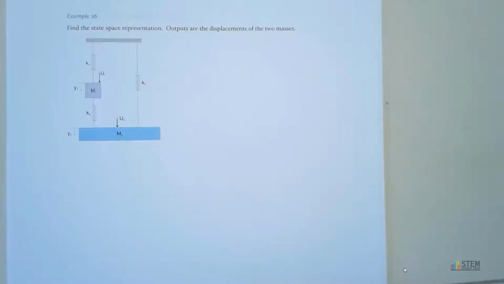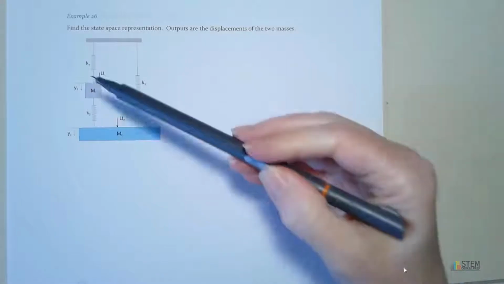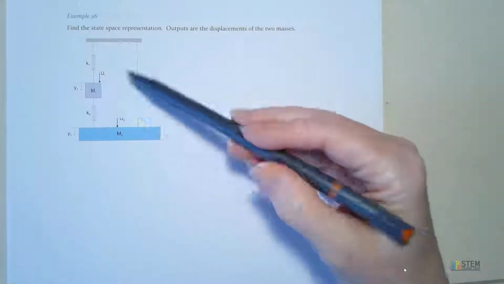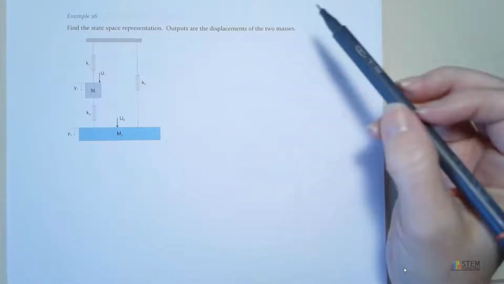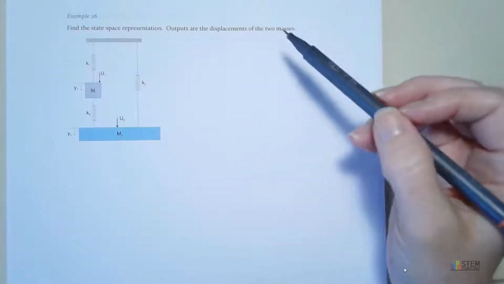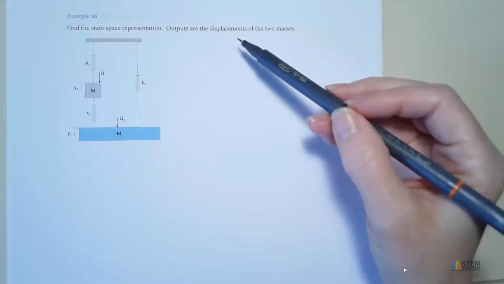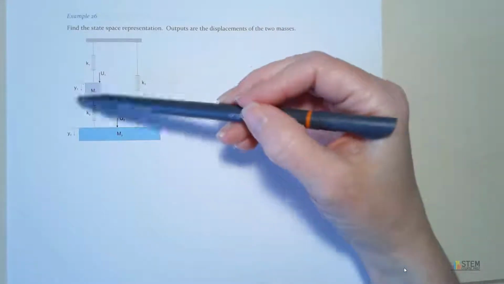Look at this problem. This one looks more exciting than the other ones, right? So we're going to add some complexity with this one. Now we've got two masses and we've got two input forces. All right, so U1 and U2, those are going to be our input forces. Now we also have these three springs also. We want to get our state space representation. The outputs are going to be the displacements of the two masses. So notice we have Y1 and then Y2.